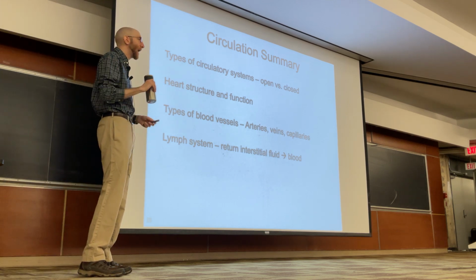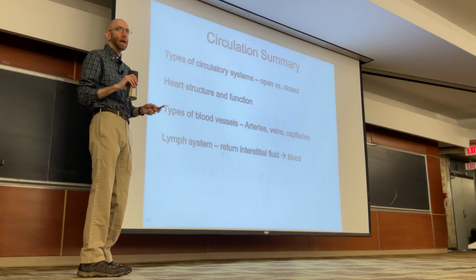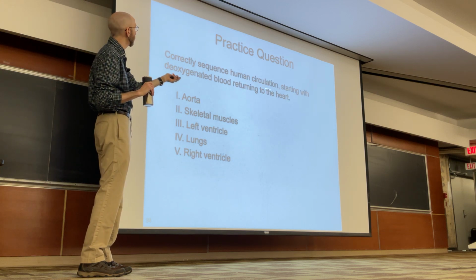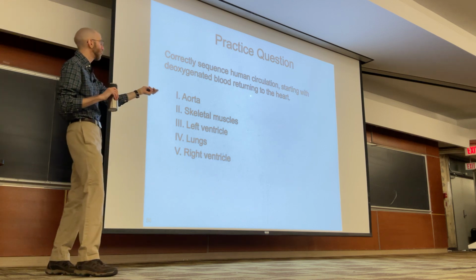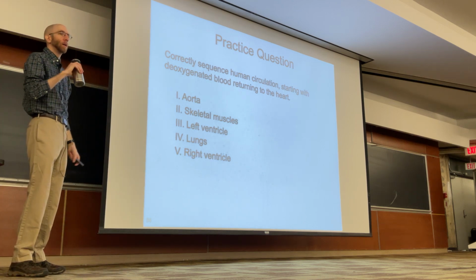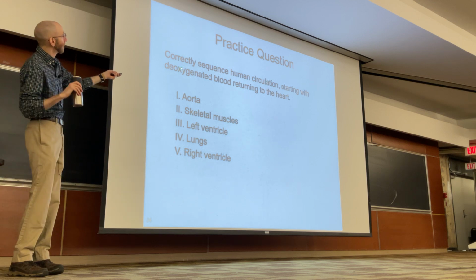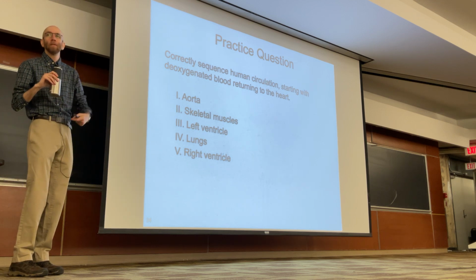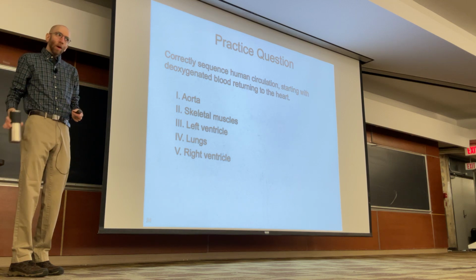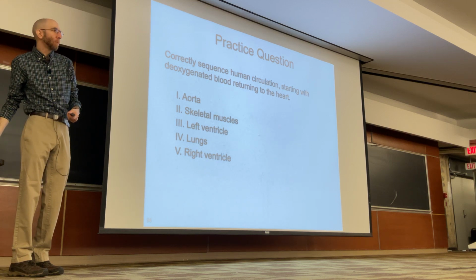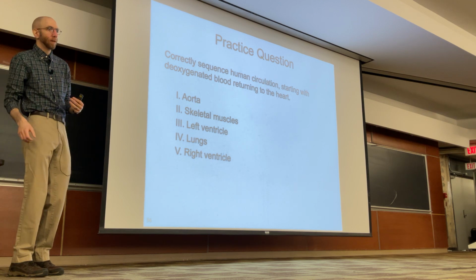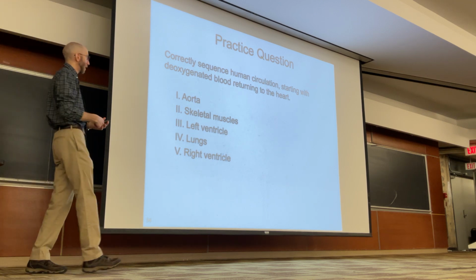So as always, we have a practice question for today. You can probably guess what it's going to be. Correct the sequence, human circulation, starting with deoxygenated blood, returning to the heart. And of course, sequence human circulation, right? What organizer would you make to practice this outcome? You would make a flowchart. Make a flowchart. Yeah.